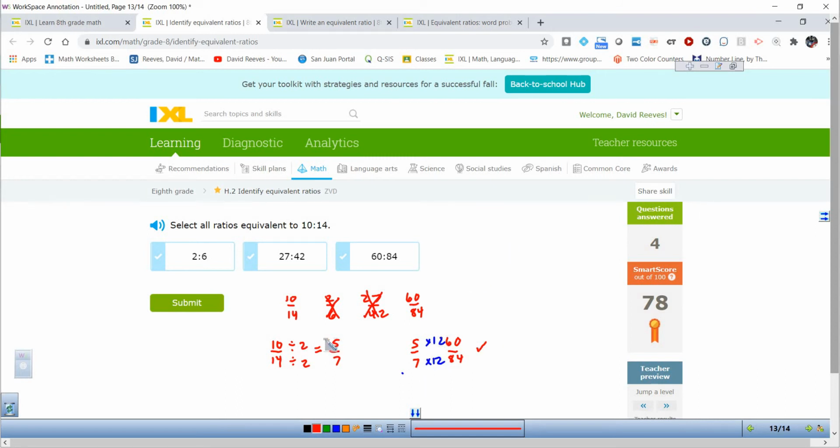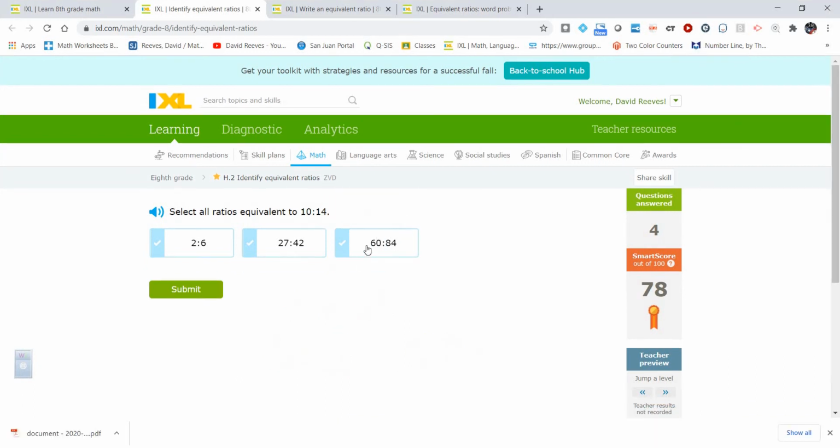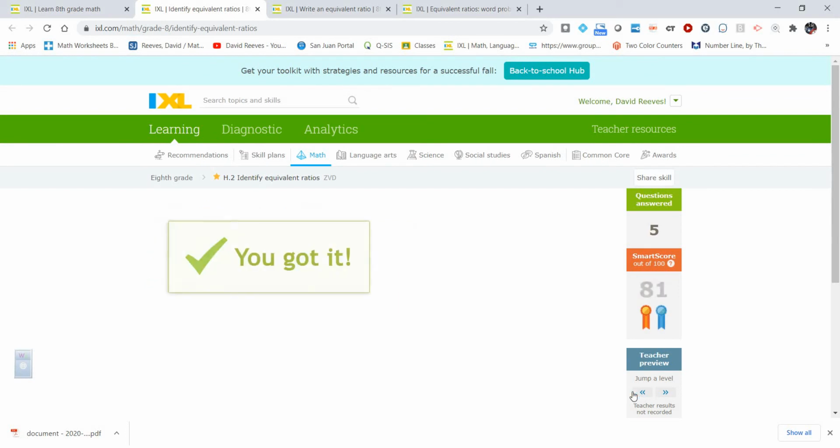All right, 5/7. That was what we had right here. So in this case, it was helpful to simplify, or maybe it wouldn't be helpful to simplify. Maybe you would know that 10 times 6 is 60 and 14 times 6 is 84, but that was the one that we were looking for.